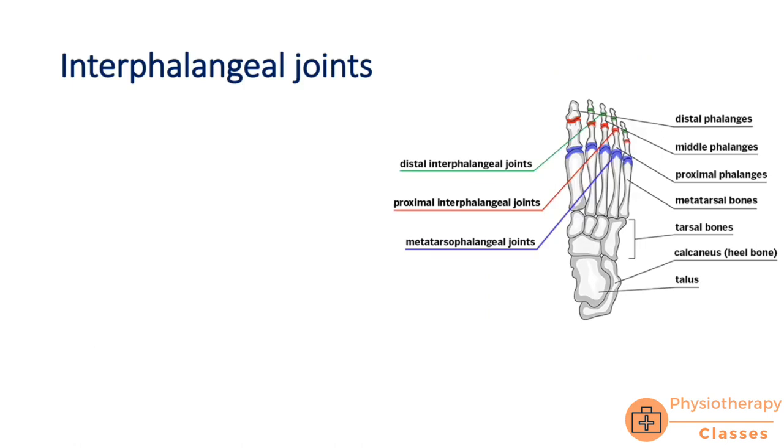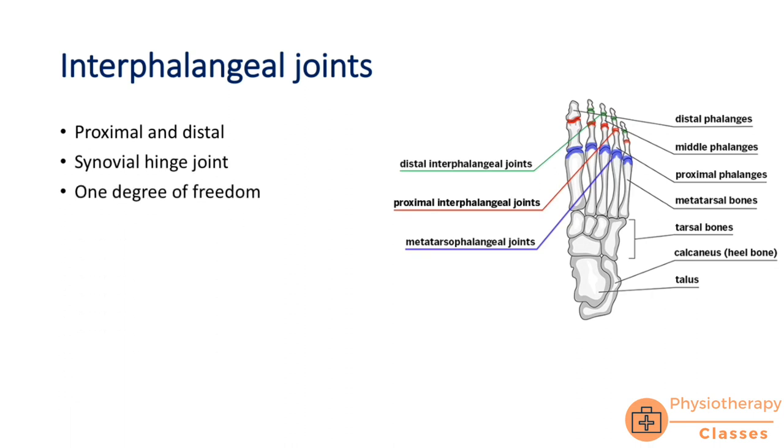Coming to the interphalangeal joint, there is not much to discuss here. There are proximal and distal interphalangeal joints, which are synovial hinge type joints. It has only 1 degree of freedom, which is flexion of 0 to 50 degrees and extension of 50 to 0 degrees. So we have discussed some important topics here, which are supination twist, pronation twist, and metatarsal break.